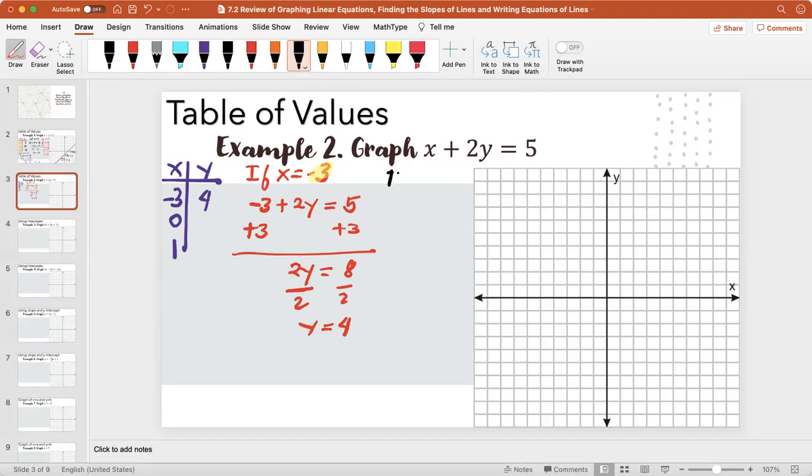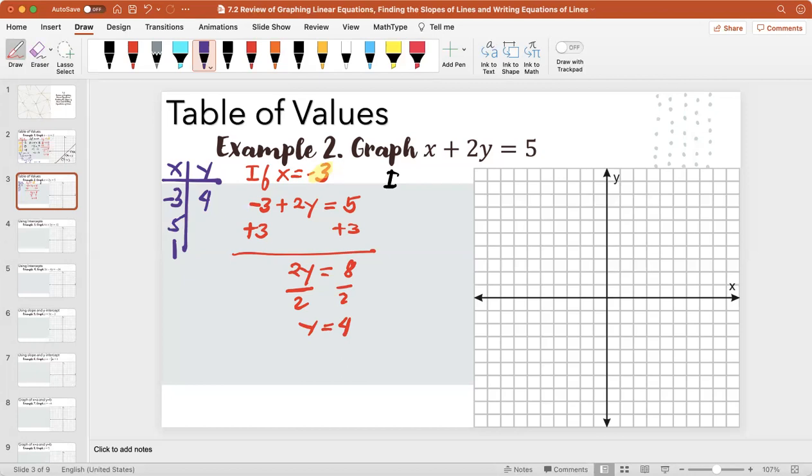Let's find another. What is your y if x is 0? Oh, it's not integral again. So maybe we can use 5. You want to use 5? Okay, let's use 5 then. You're the boss here. You can change your x.